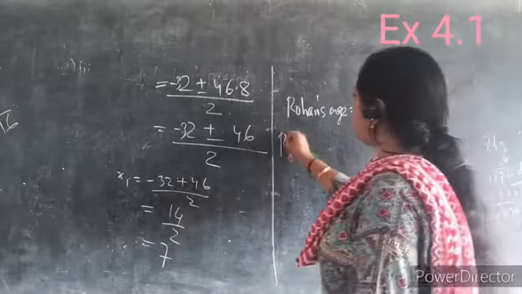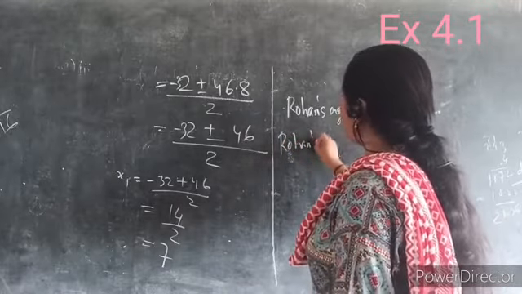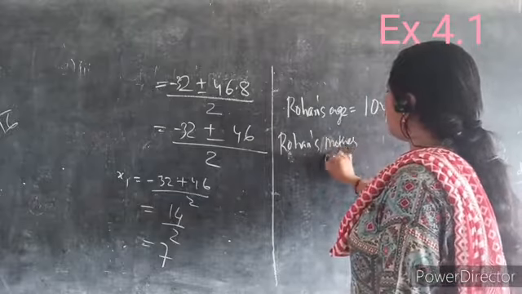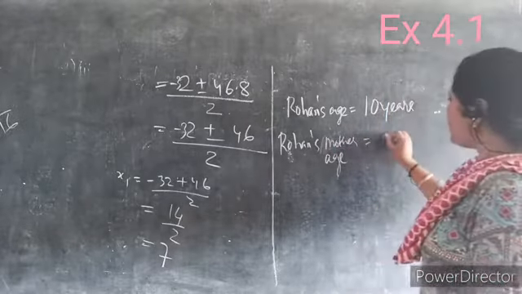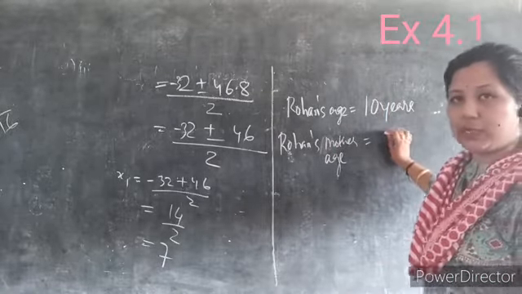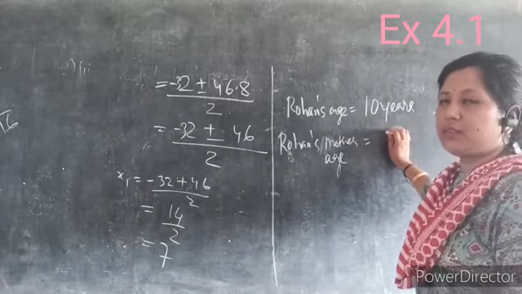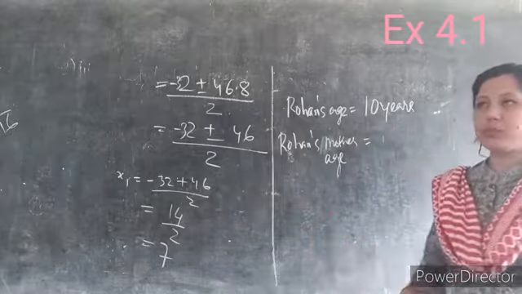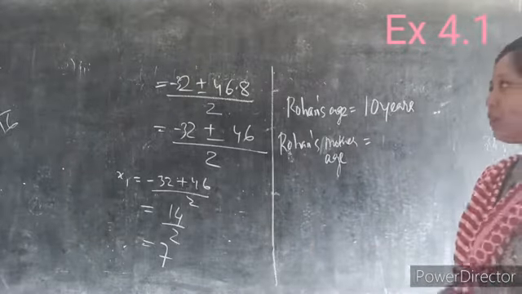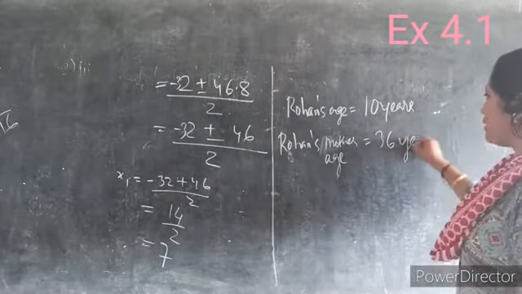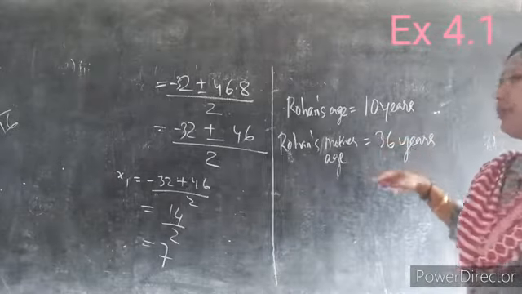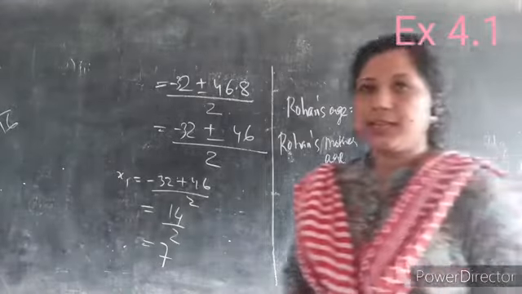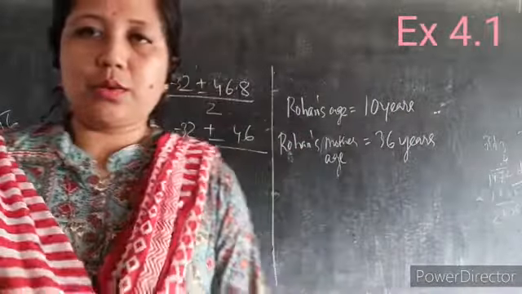And Rohan's mother's age was x plus 29, isn't it? That is after 3 years. That was how much? x was 7, so 7 plus 29, so it is coming 36 years. So if you see 3 years after, their product, 10 into 36, that is 360. So now we are getting the answer. So all of you understood?